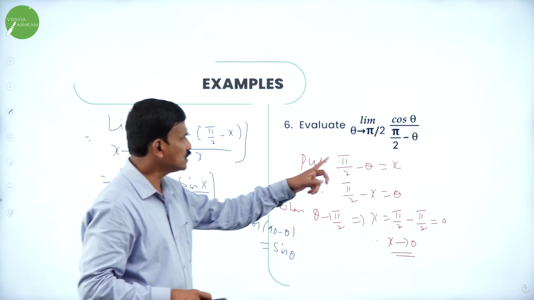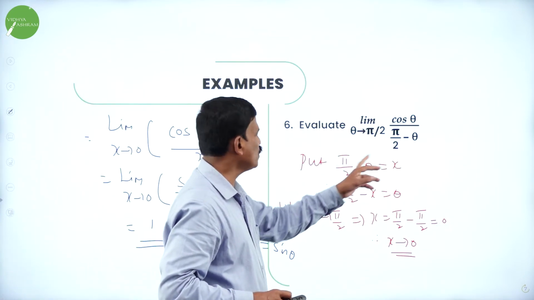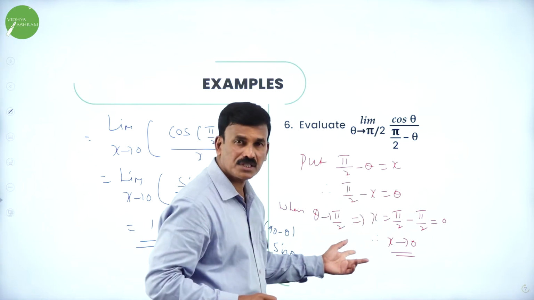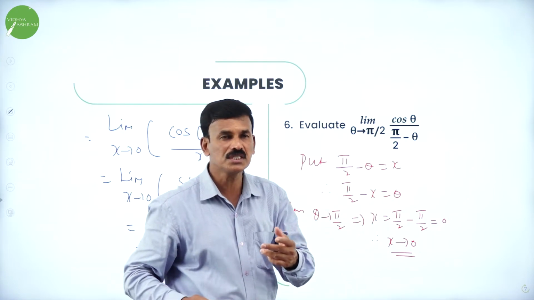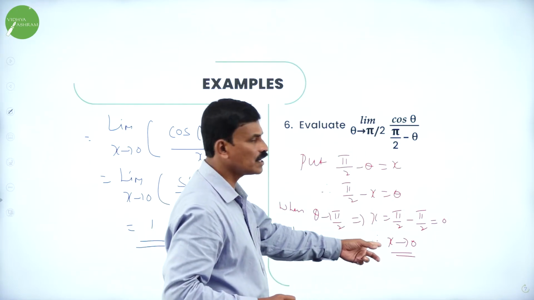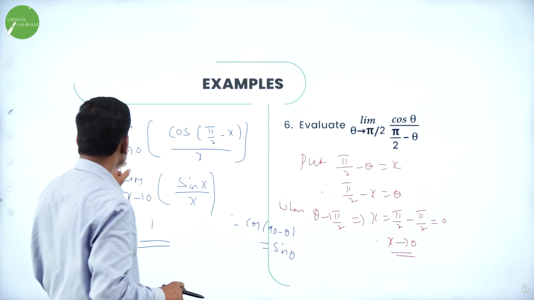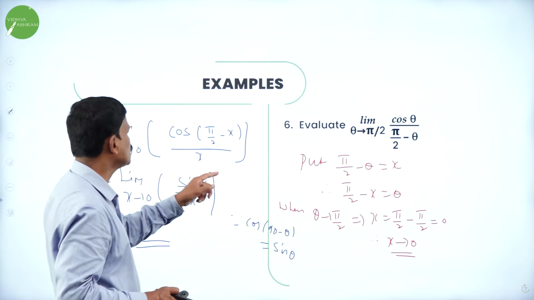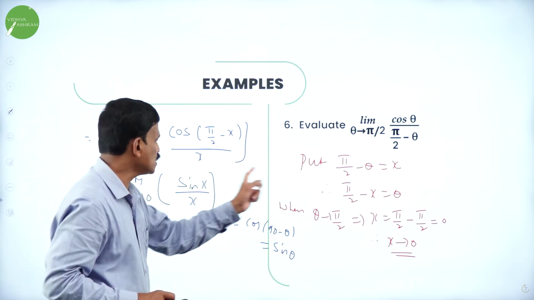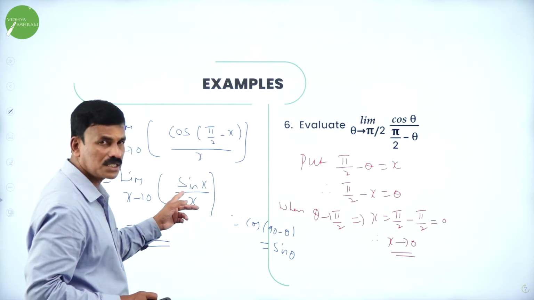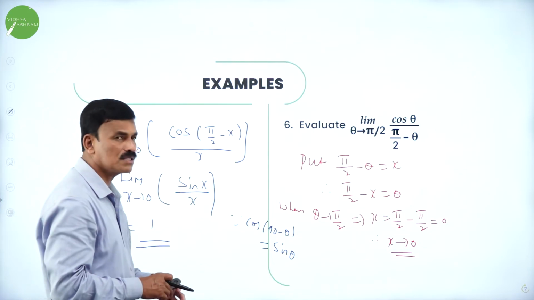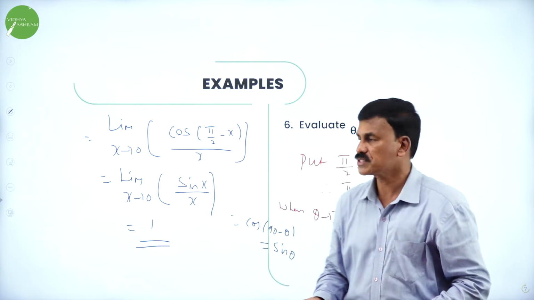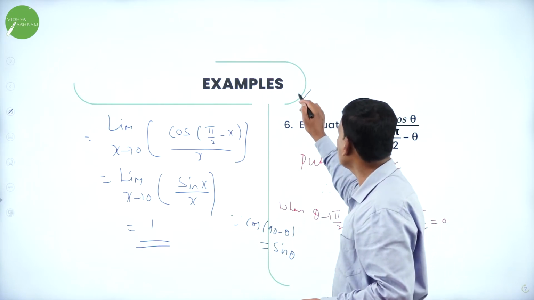See, just let us take pi by 2 minus theta as x, and then pi by 2 minus x is equal to theta. Whenever the substitutions are taken, the value of limit changes. When theta tends to pi by 2 converts to x tends to 0. Substitute here, x tends to 0 of cos, what is theta? Theta is nothing but pi by 2 minus x, divided by pi by 2 minus theta, which is equal to x. Cos 90 minus theta is sin theta. So, sin x by x, when limit x tends to 0, sin x by x is equal to 1. That is the simplified answer. Hope you followed. Very important problem for 2 marks.